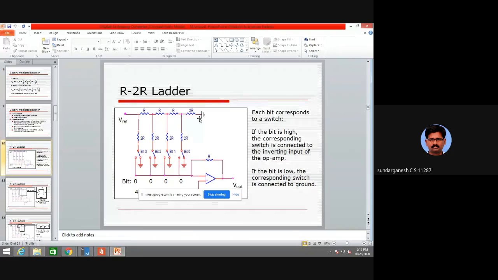So here a number of resistors are connected in series, and in between we are taking resistors. So every bit has a certain voltage. The resistors and R network are connected in such a way that the full voltage is divided into equal parts. So every bit position has a corresponding voltage. Each bit corresponds to a switch. If the bit is high, the corresponding switch is connected to the inverting input of the amp. If the bit is low, it is connected to ground.